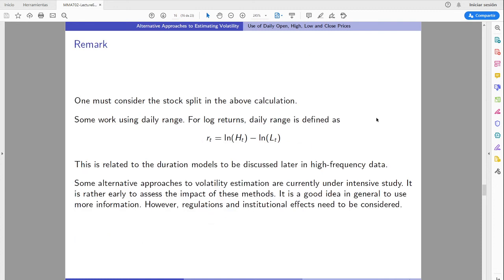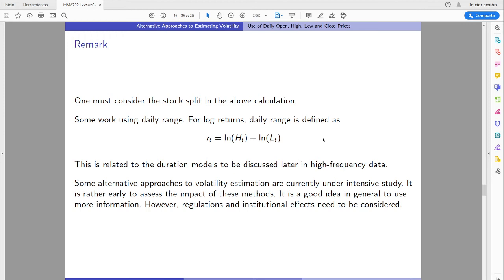Now, for a quick remark, we should consider the stock split. Some people are using daily range. For log returns, this range is defined as the logarithm of the highest minus the logarithm of the lowest, or the logarithm of the quotient, as you prefer. The reason why is related to duration models, to be discussed later when we go to high frequency data.